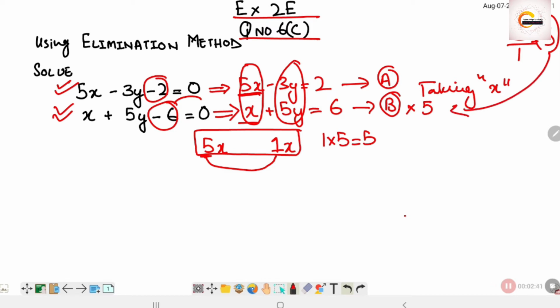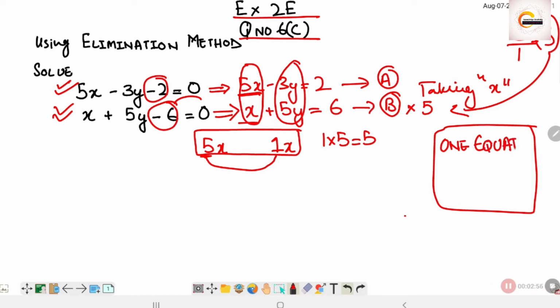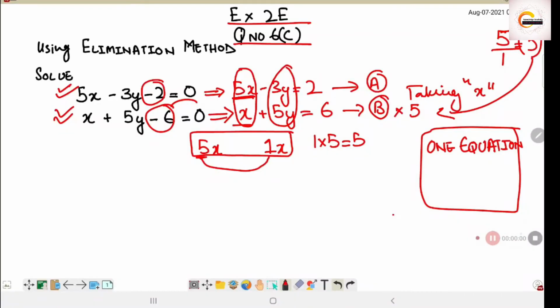Okay, so I hope you've got this. And now, in such a case we have to deal with only one equation. So what we have to do, we have to multiply the equation that has the divisor with our quotient. Now hope you have got this. Now let's jump to the solution.